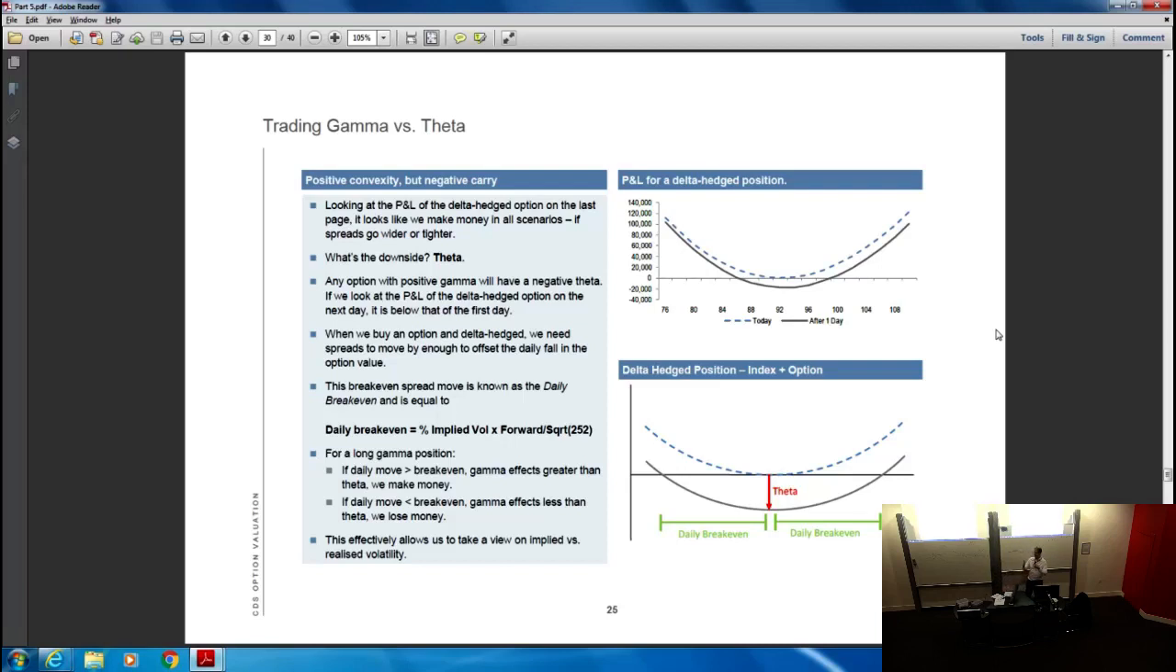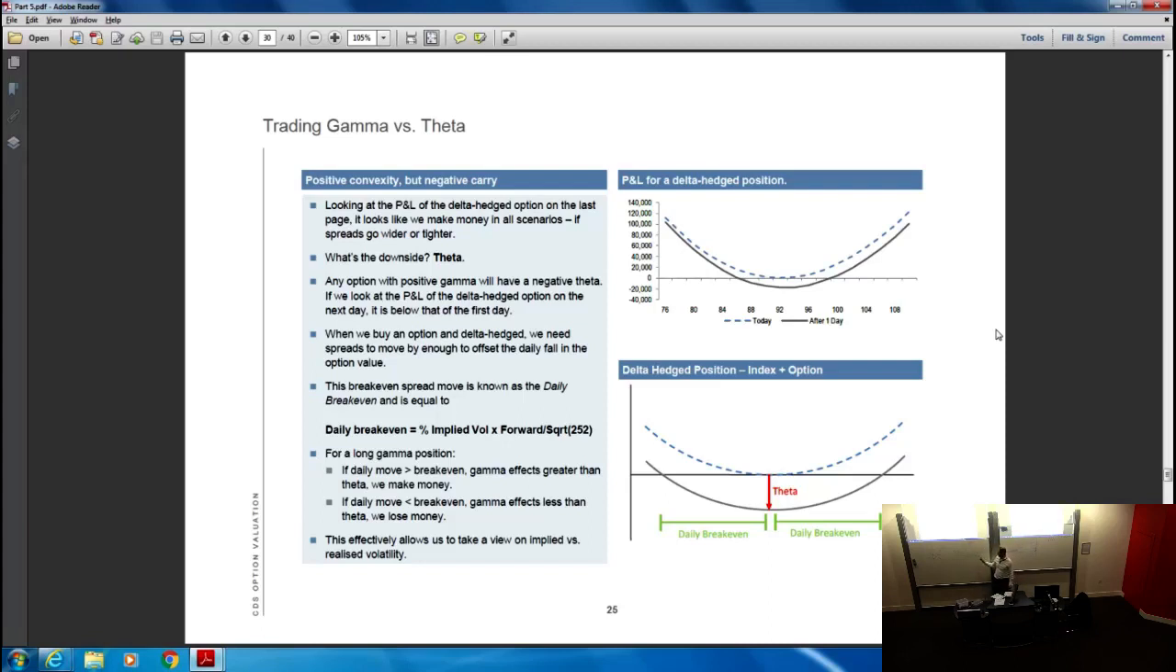So those two things are sort of the inverse of each other. The other thing you can think about is what determines the theta of the option, effectively the volatility. The volatility determines the price of the option, as we saw, the implied volatility, and that therefore determines what your daily decay is going to be. What determines how much money you're actually going to make? Well, that's your realized volatility.